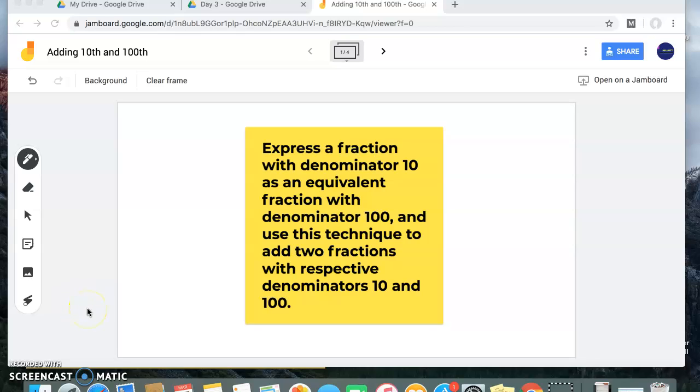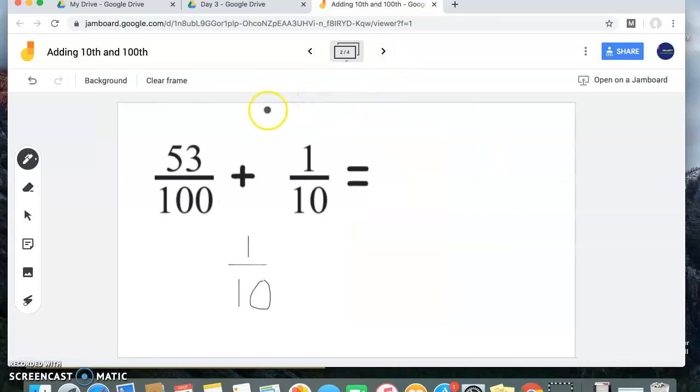Hello, today we are going to express a fraction with denominator 10 as an equivalent fraction with denominator 100 and use this technique to add two fractions with respective denominators 10 and 100. Now looking at this first problem, I have 53 hundredths plus 1/10.